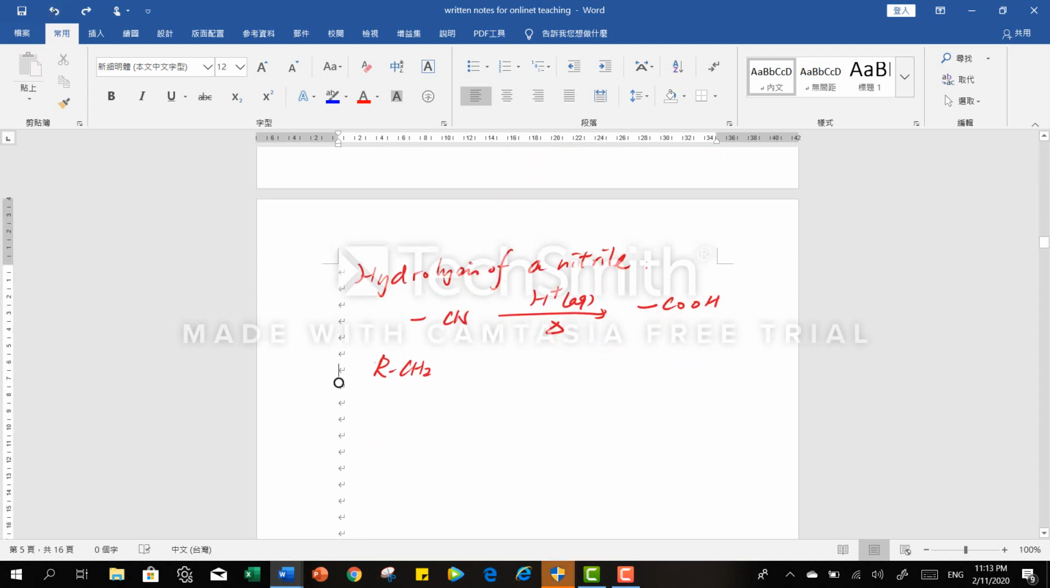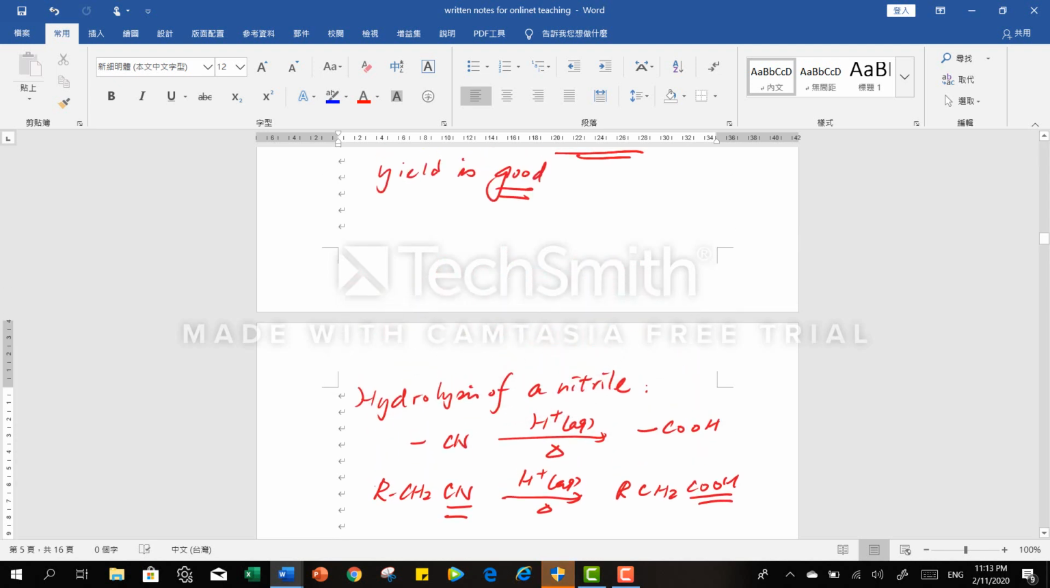I give you an example. If you have this one, what you need to do is to just heat it in acid. Then this group will turn to COOH. Okay? And this is the way how we prepare carboxylic acid, because sometimes the questions may ask you, give two ways of preparing carboxylic acid in the laboratory.